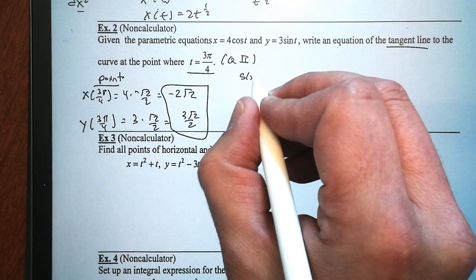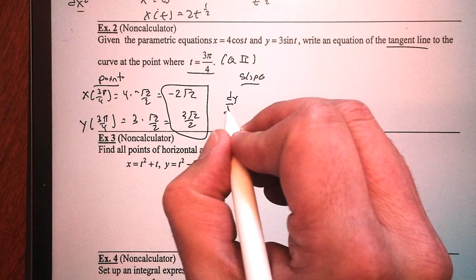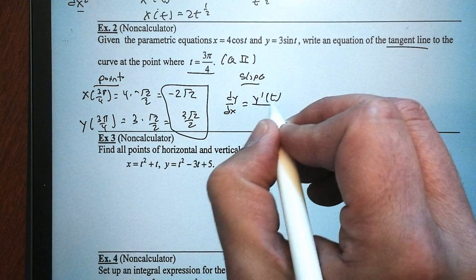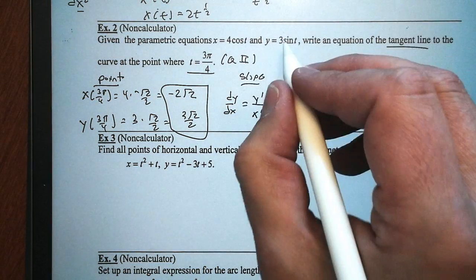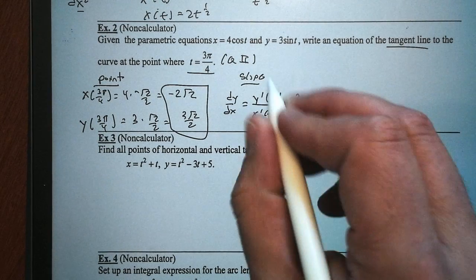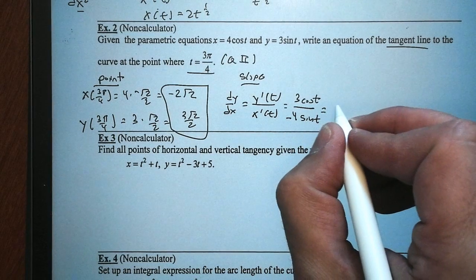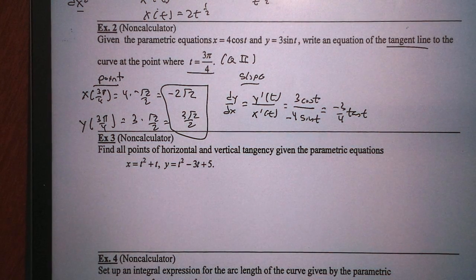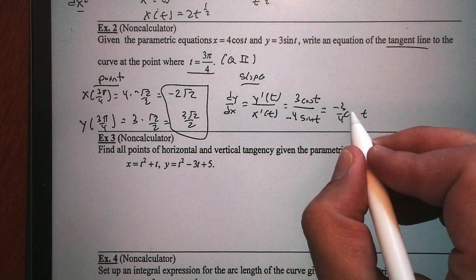Next, we need the slope. The slope comes from the derivative, so that is just dy/dx. But remember, this is parametric: y prime of t over x prime of t. So the derivative of y becomes 3 cosine of t over 4, and the derivative of cosine is negative, so I put negative sine of t. Now you can leave it like this as negative 3/4 tangent t if you want to. Well, that would be cotangent. Silly me, that would be cotangent of t.